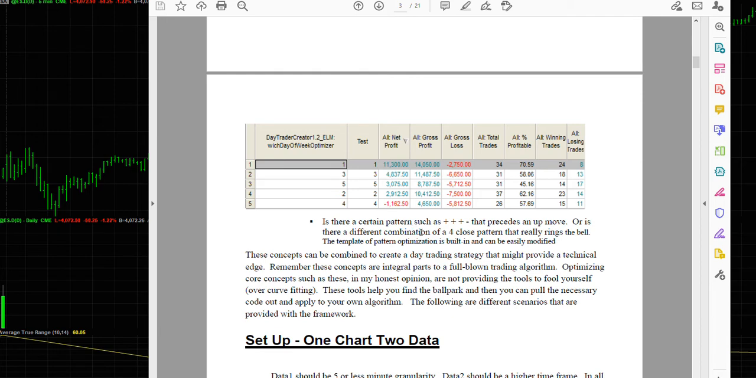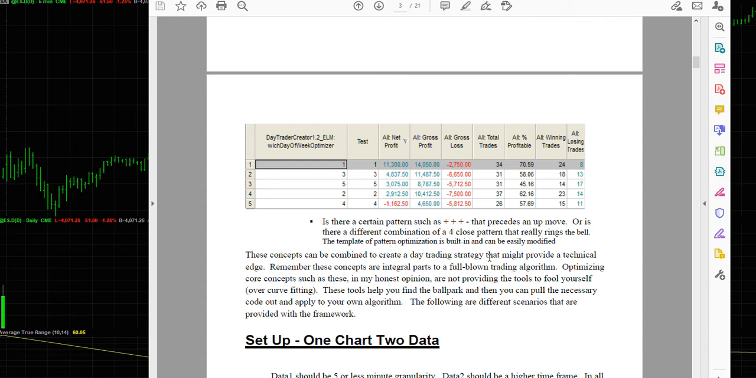Now, is there a certain pattern such as a plus, plus, plus, minus that precedes an up move? Or is there a different combination of a four-close pattern that really rings the bell? So you could go in there in the interface and say, I only want to buy after 2 up closes. So you'd put plus, plus in there. Or I only want to sell short after 2 down closes. So you'd put 2 minuses in there. And you can put up to 10, 15, 20 strings if you wanted to.